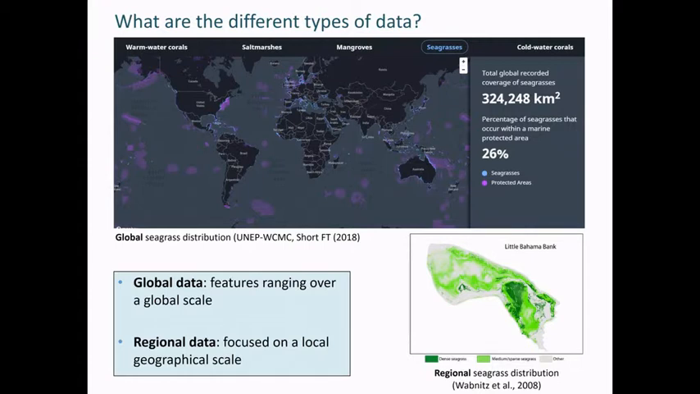However, global data often come from many different sources, which means they were sometimes collected using different methodologies and with different accuracies. Regional data, on the other hand, is focused on a more local geographical scale, which means they can be more accurate and better suited for regional level decisions. Both types of data have their benefits and drawbacks, and it all depends on what the data will be used for.